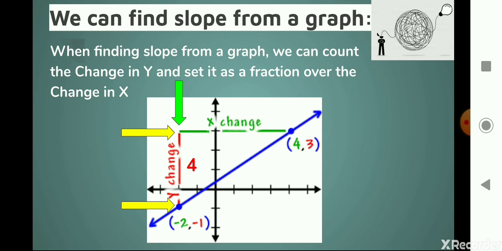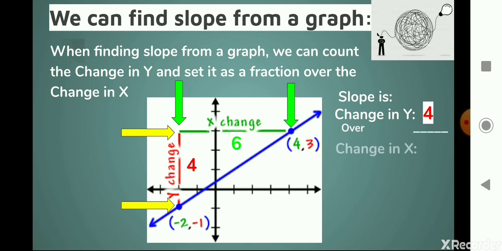Then, to find the change in x, we go from that point to this point. When we count those steps, there are 6. So then, slope is the change in y, which is 4, over the change in x, which is 6. 4 over 6.